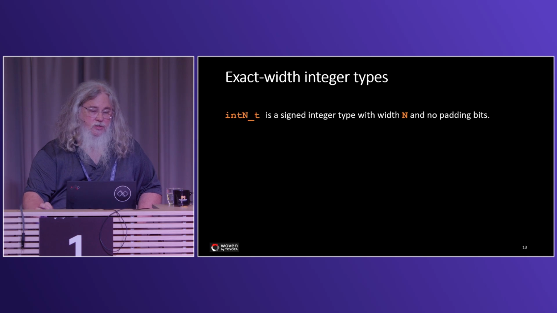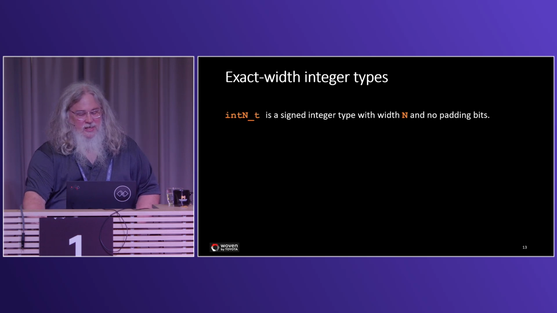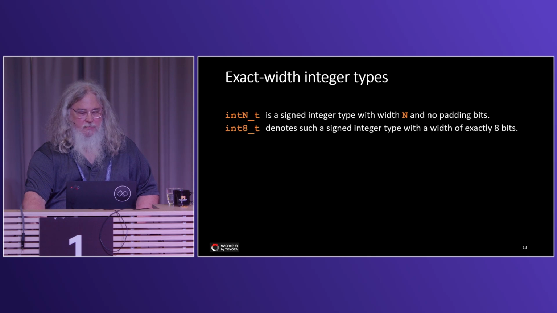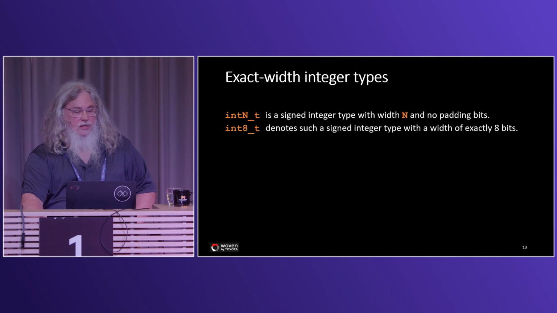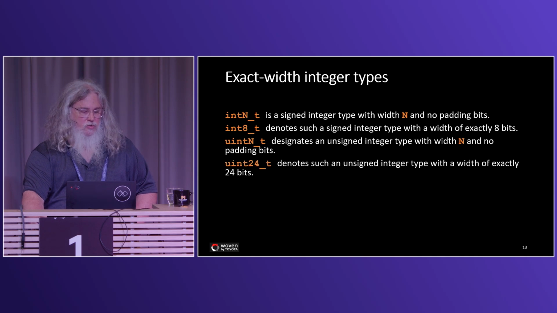So they want you to use exact width integer types. They don't know that that's what they're called, but they are called exact width integer types. intN_t is a signed integer type with width N and no padding bits. So for example, int8_t denotes a signed integer type with an exact width of 8 bits. The unsigned are the same, except with the U before it. So uint24_t would designate an unsigned type with a width of exactly 24 bits.